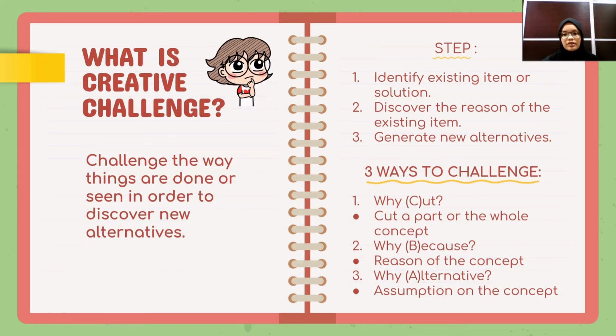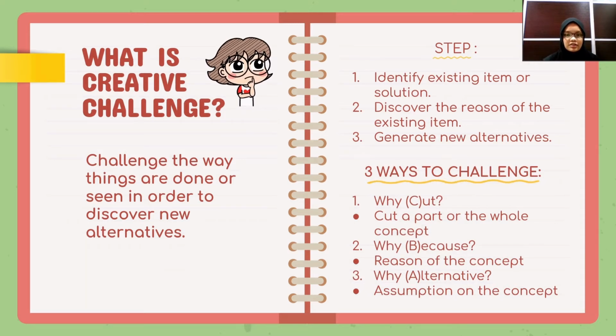I provided 3 steps. The first one is to identify the existing item or solution, such as a product or some activity that we normally do. The second one is to discover the reason for the existing item, meaning that we need to know why the item was created. And the third one is to generate new alternatives that can solve a similar problem or have the same reason for existence.